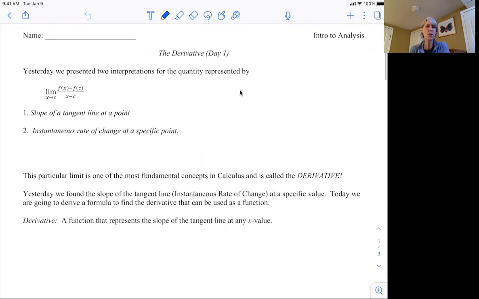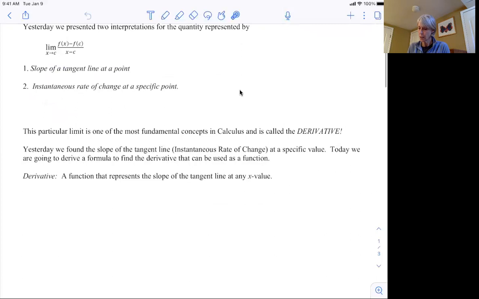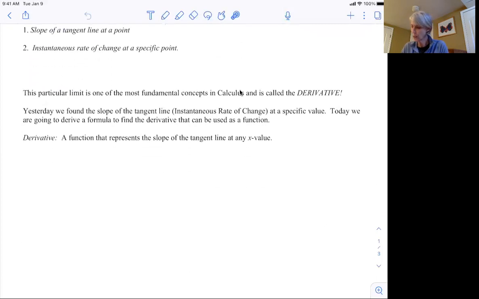So yesterday we presented two interpretations for the quantity represented by the limit as x approaches c of f of x minus f of c over x minus c. We said this could represent the slope of a tangent line at a point and the instantaneous rate of change at a specific point. So you've got to understand that these two things mean the same thing, and we find it by evaluating that limit. This particular limit is one of the most fundamental concepts in calculus and is called the derivative.